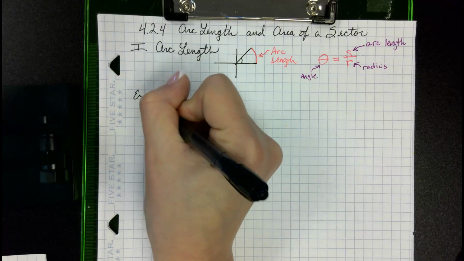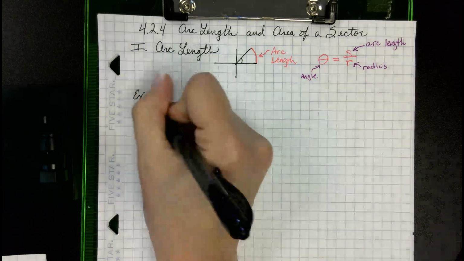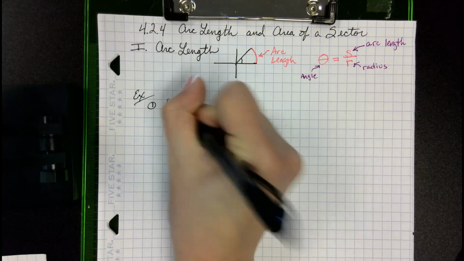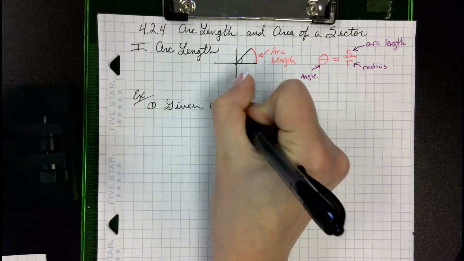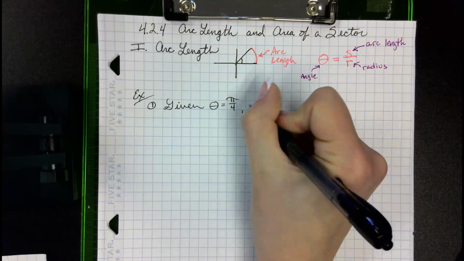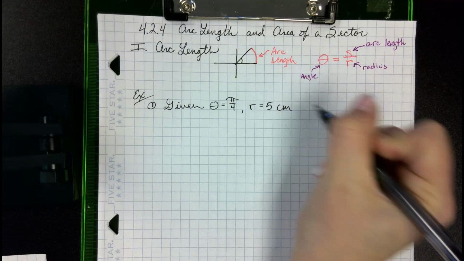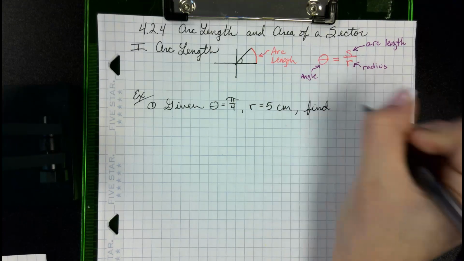All right, so we're ready for an example. That's what arc length is. That's its formula. That's the teaching part. Now let's do the practice part. Okay. First example. If you are given that theta equals pi over 4, and that the radius is equal to 5 centimeters, find S, or find the arc length.